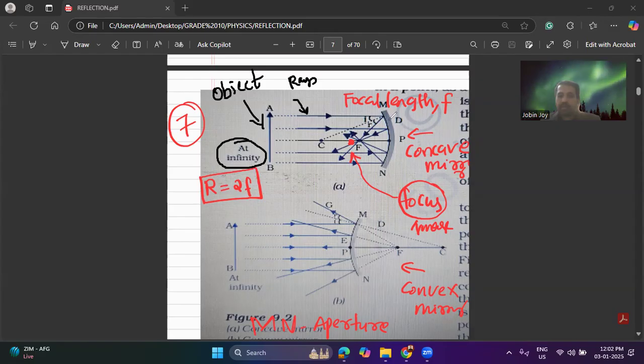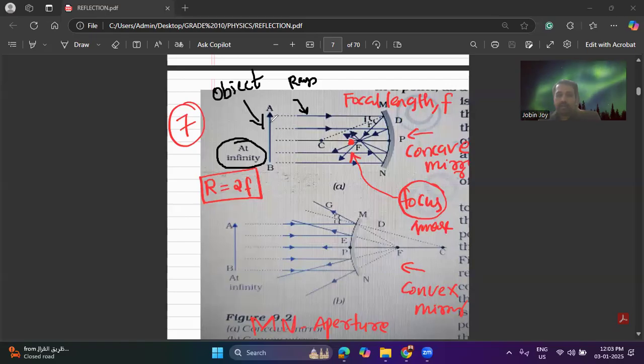If the object is at infinity, the rays coming from the object will be parallel to the principal axis. They will come to the concave mirror, because the reflecting surface is inside. These rays will come here and go to the focus or focal point. Why are these rays parallel to the principal axis? Because the object is at infinity. Infinity means far away from this mirror. That is what is called infinity.